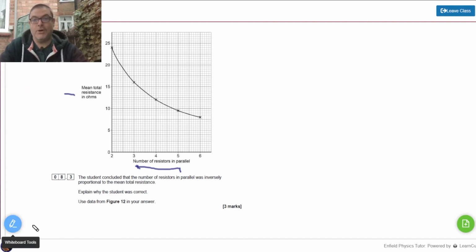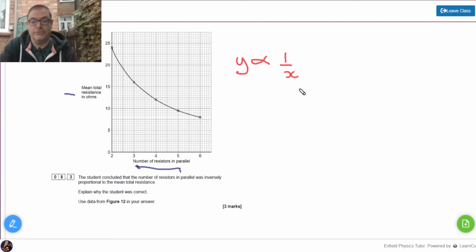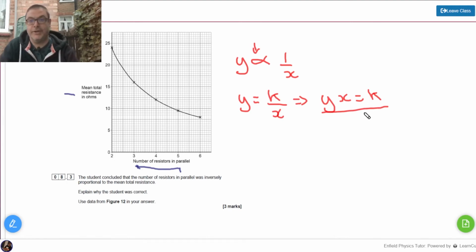Now, perhaps I'll make a video on what this thing proportional really means, because I find my students very confused about it. For the moment though, inversely proportional is when whatever is on the y-axis is proportional to 1 over whatever is on the x-axis. This means that to get rid of the proportional sign, we make an equals, and then we write a constant k divided by x. This in turn means that if we rearrange this equation, we get y times x is a constant. And this is our key to answering our question.